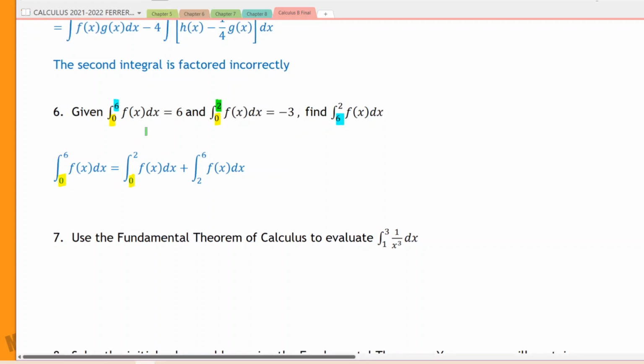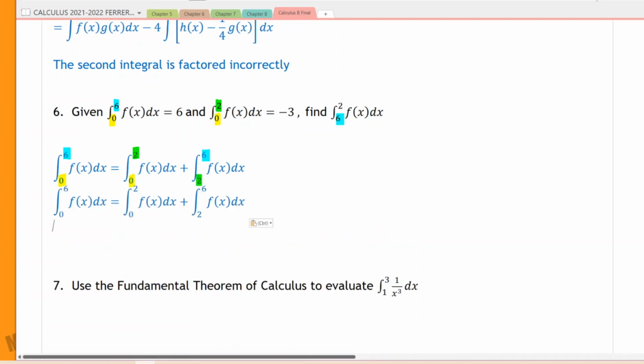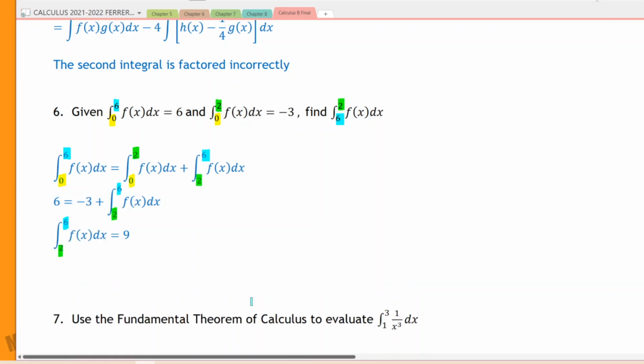endpoints match up. So the 2 and the 2, and then the 6's over here and over here. So everything is in order now, and I'm going to substitute for those values. The integral from 0 to 6 over here, that is equal to 6. The integral from 0 to 2 over here, that's equal to -3. And using a little bit of algebra, we get that the integral from 2 to 6 of f of x is equal to 9.